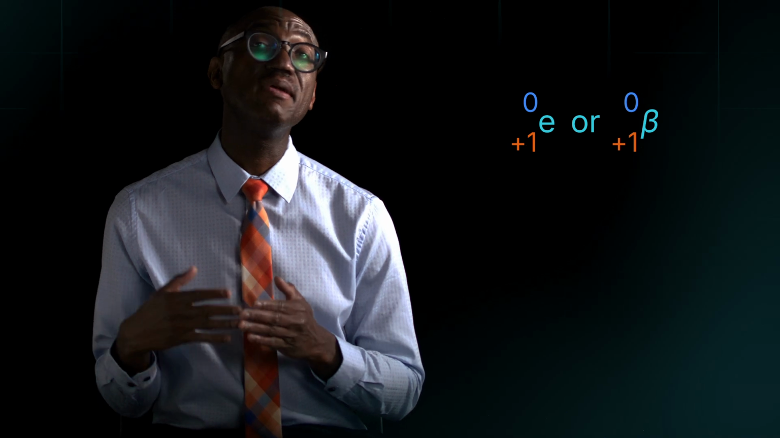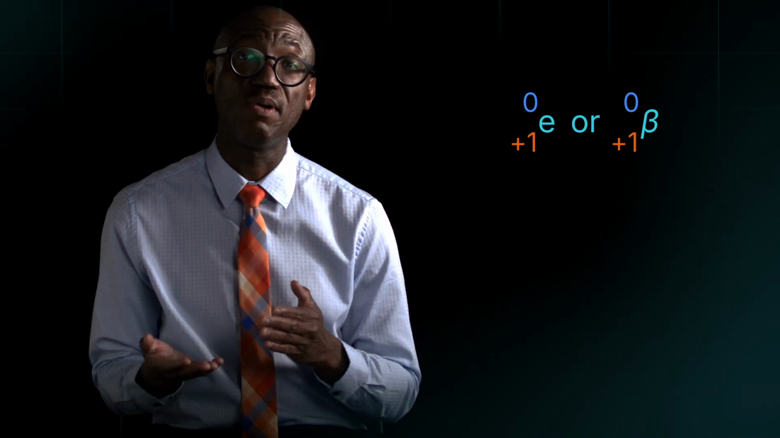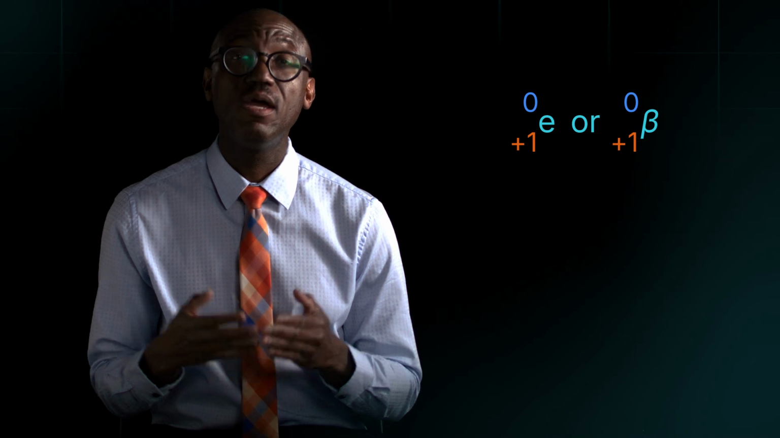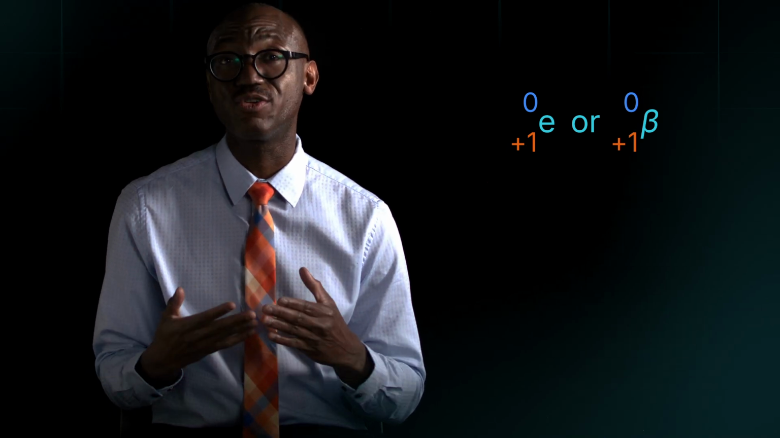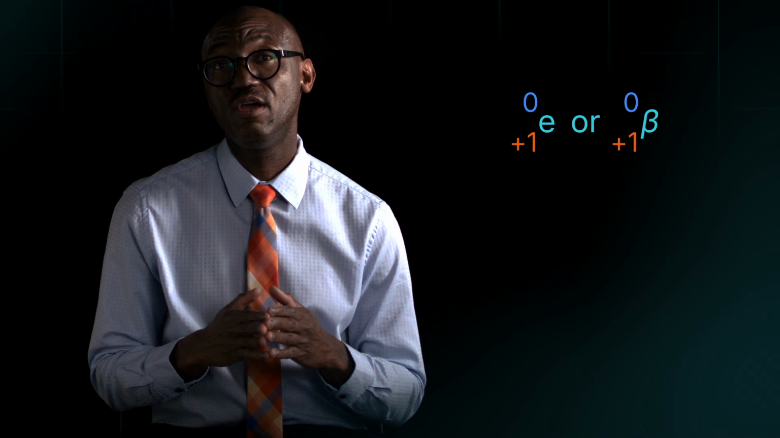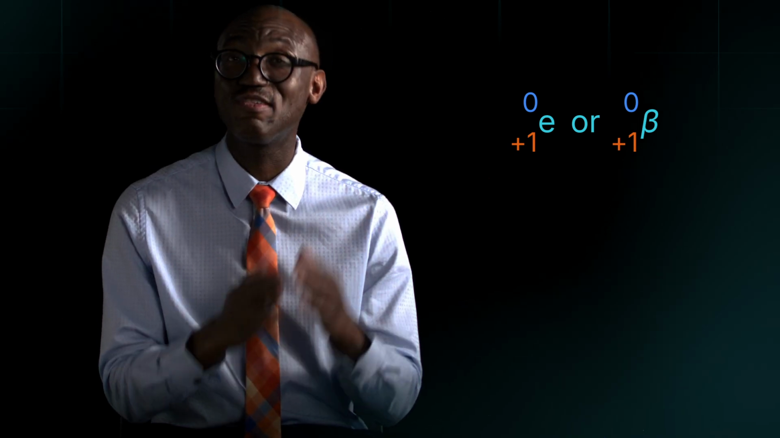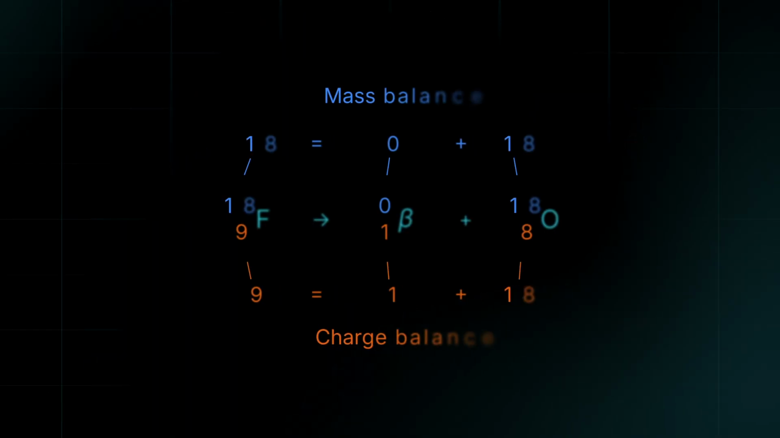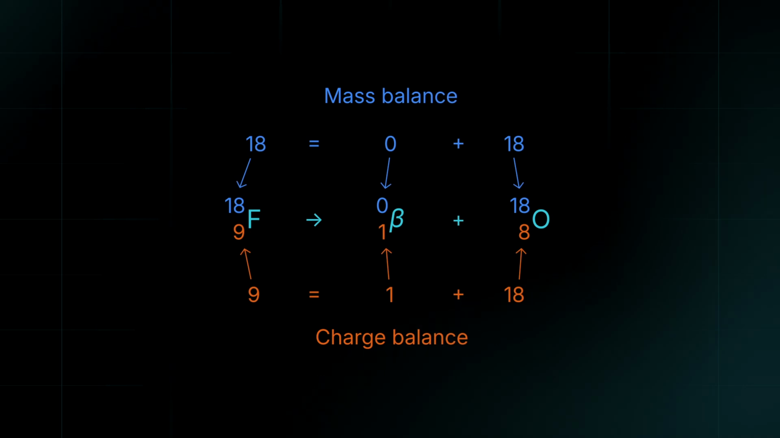So far, we've covered familiar particles, helium nuclei, electrons, and photons, but positron emission introduces something new, antimatter. Some nuclei emit positrons, the antimatter counterpart of electrons. Positrons have the same mass as electrons, but a +1 charge, so we use the symbol beta plus to represent them. For example, fluorine-18 undergoes positron emission, following the same mass and charge balance rules.